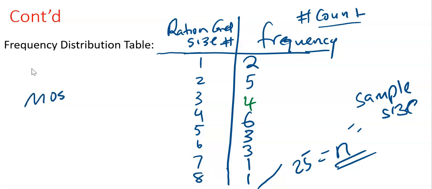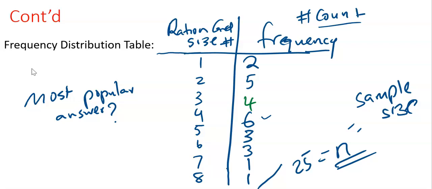What is the most popular answer? The most popular answer is the one with the most frequency. So ration card size 4 is the most popular answer.